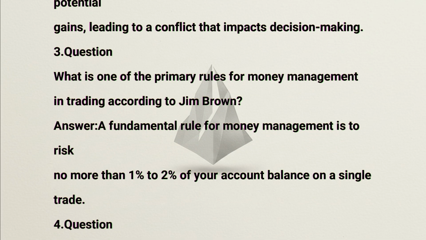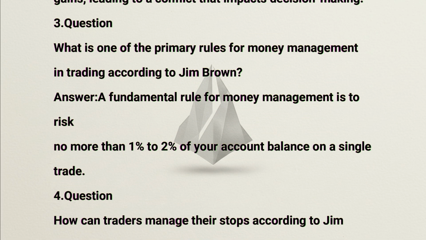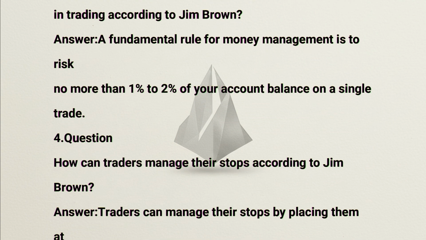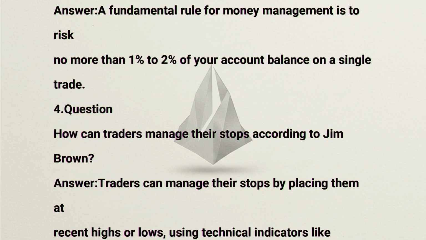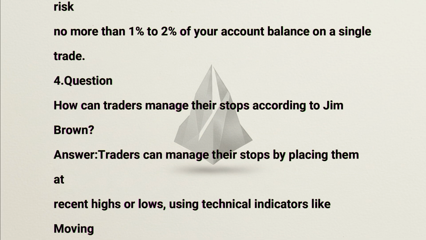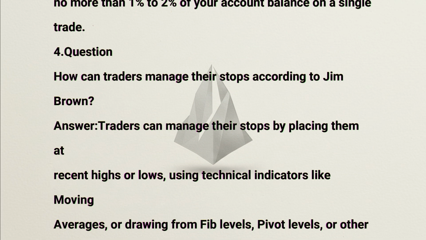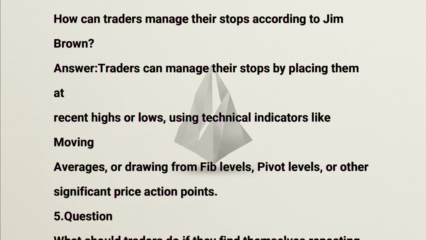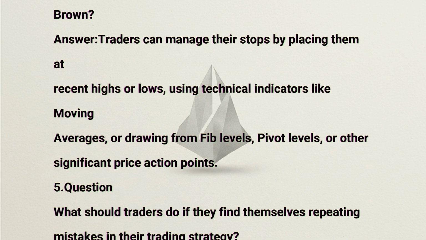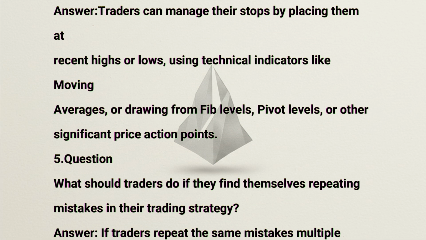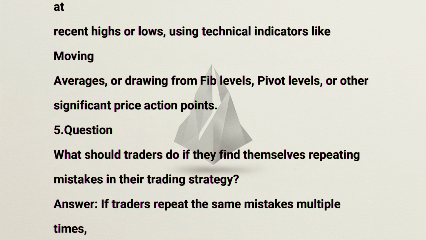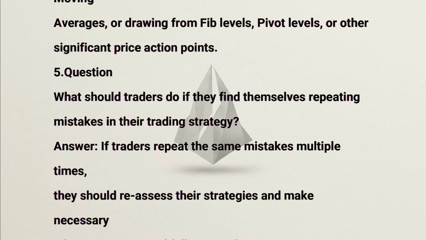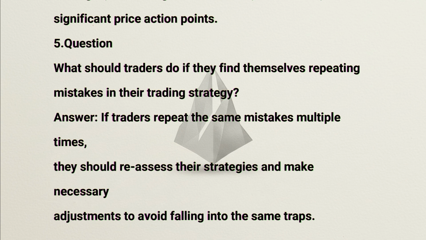3. Question. What is one of the primary rules for money management in trading according to Jim Brown? Answer. A fundamental rule for money management is to risk no more than 1% to 2% of your account balance on a single trade. 4. Question. How can traders manage their stops according to Jim Brown? Answer. Traders can manage their stops by placing them at recent highs or lows, using technical indicators like moving averages or drawing from fib levels, pivot levels, or other significant price action points.